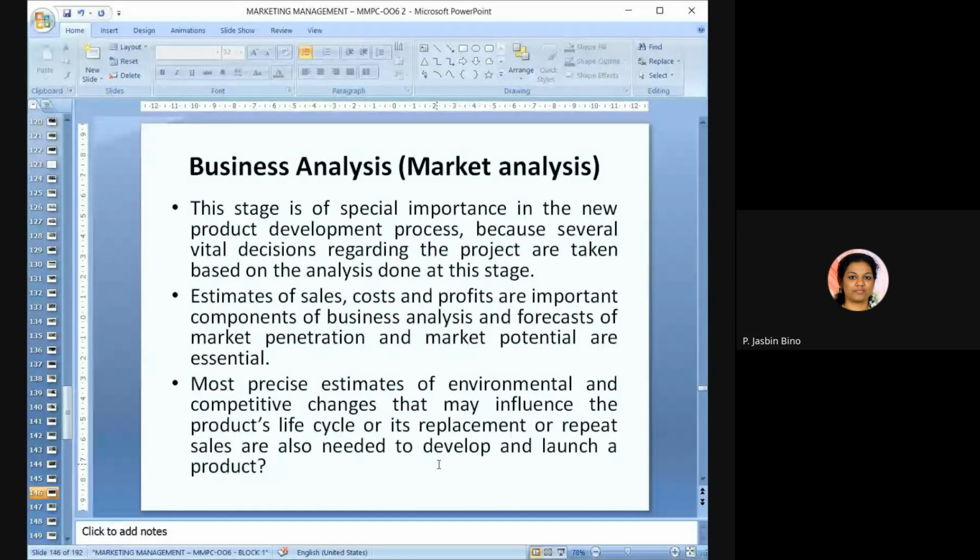So most precise estimates of environmental and competitive changes that may influence the product's life cycle are also needed to develop and launch a product. So normally they'll be scanning the environmental factors, whether when we are introducing this product into the market, the environmental factors will be affecting the product, or the competitive changes in the competition will influence the product. All these things will be considered in market analysis stage. The market will be properly analyzed, both internal factors and external factors like demographic changes, technological changes, legal changes, political changes. So these all things will be considered.